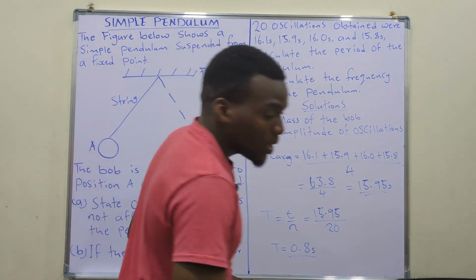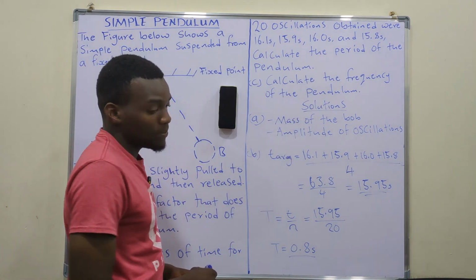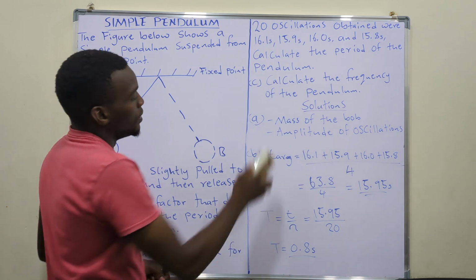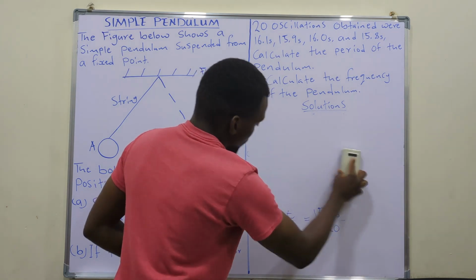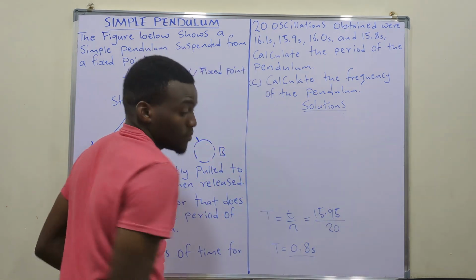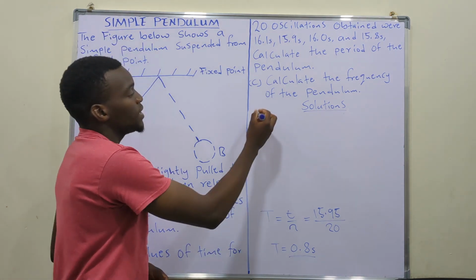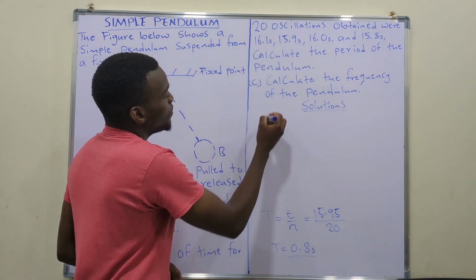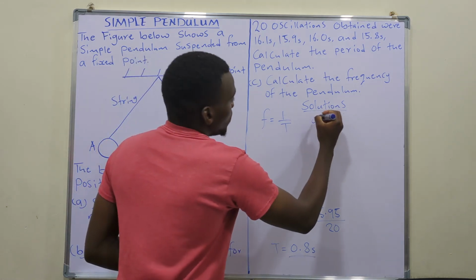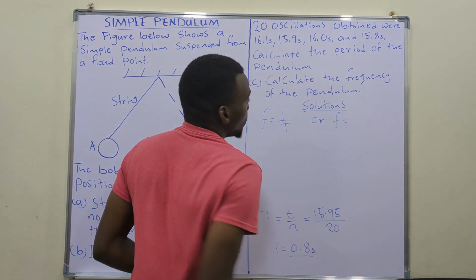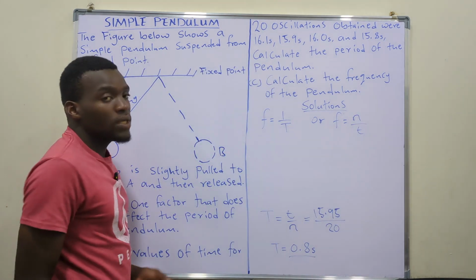So now from here, we can go on and find the last part of the question, which is calculate the frequency of the pendulum. So for frequency of a simple pendulum, we have two formulas that we can use. So the first one, frequency is equal to 1 over period, or frequency is equal to number of oscillations over time. So any of these will still give you the same answer.